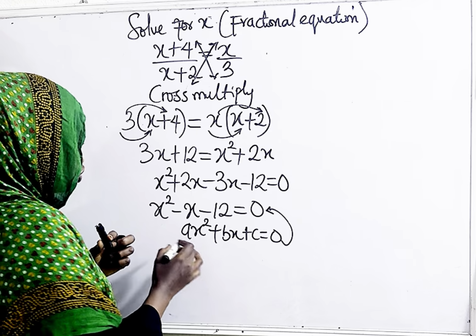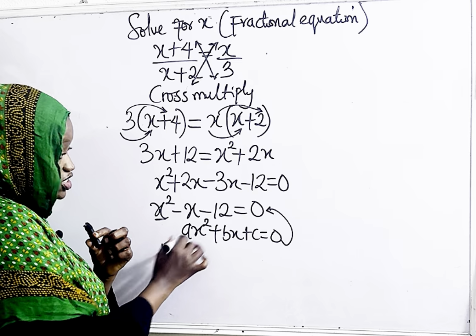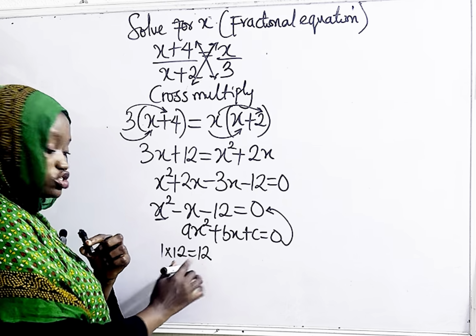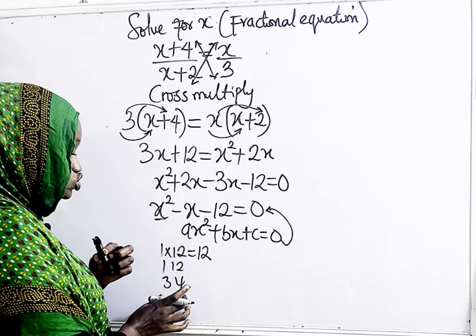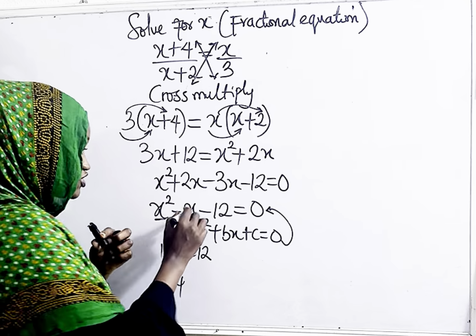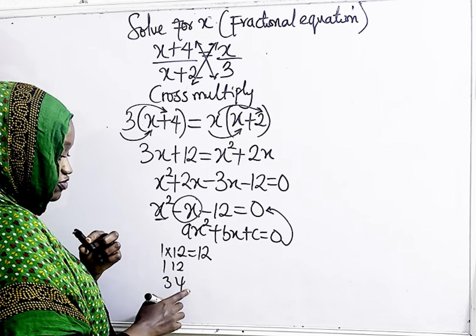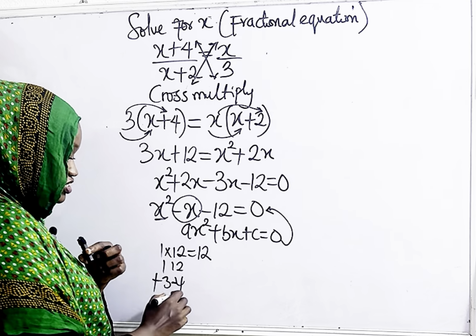The factorization method. The coefficient for the first term here is 1. The coefficient for the last term is 12. So 1 times 12 gives 12. Factors of 12, we have 1 and 12, we have 3 and 4. So what are two numbers that when you add or subtract give the value of the middle term, which is negative 1? You say 3 and 4. If you say plus 3 minus 4, this gives negative 1.